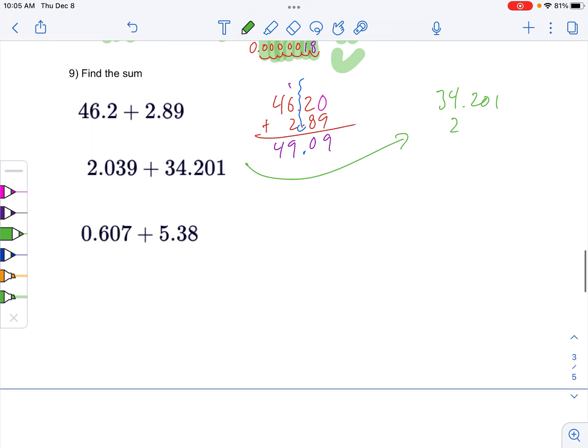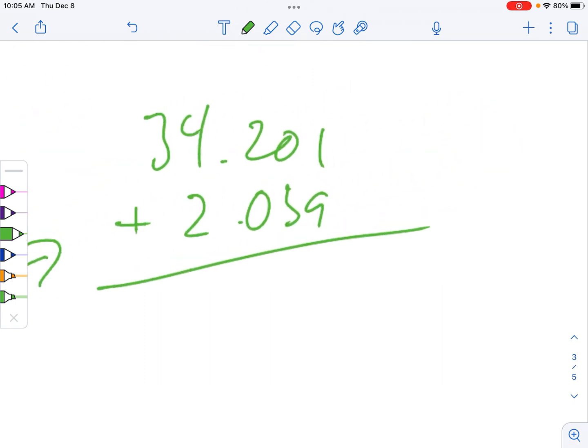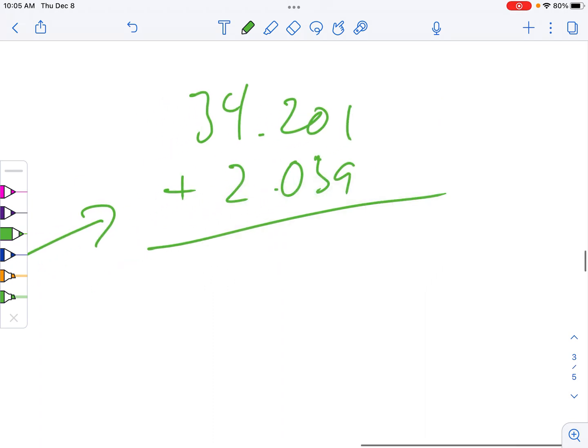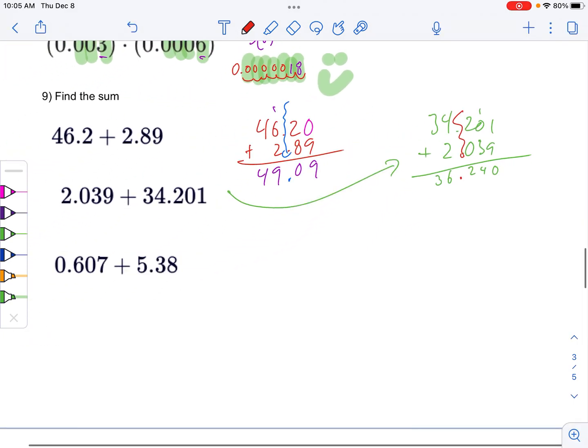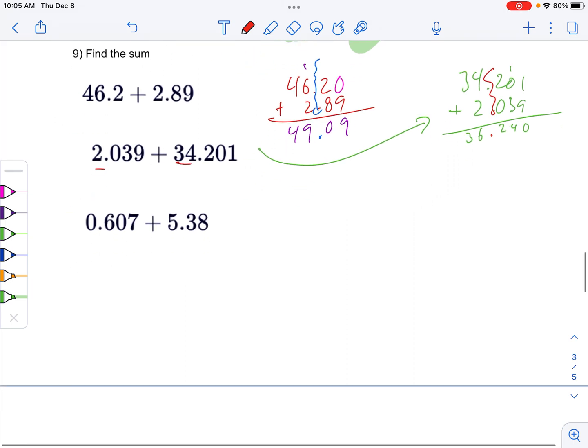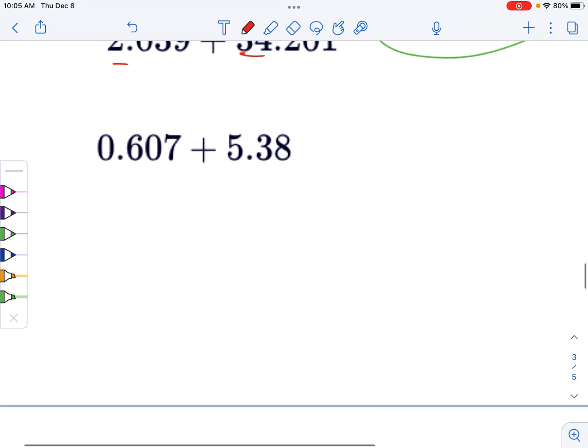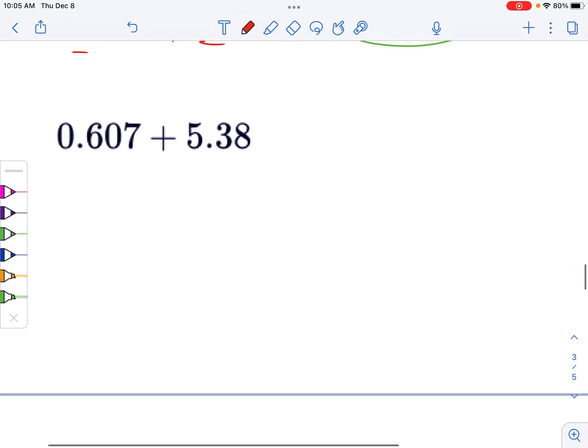34.201. And then 2.039. Notice I'm lining up the decimals so I can keep track of this stuff. All right, 9 plus 1. I got a 4. I got a 2. I got a 6. I got a 3. And my decimal just falls right into place. And that's nice and reasonable. 34 plus 2 more is going to be around 36. Totally reasonable.